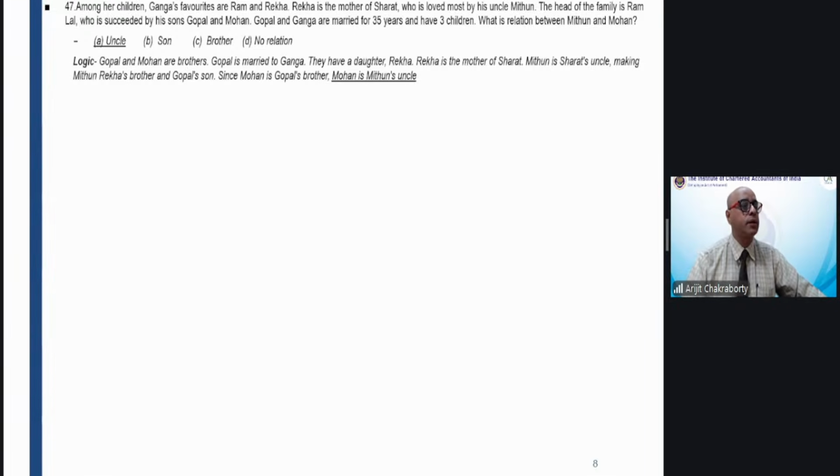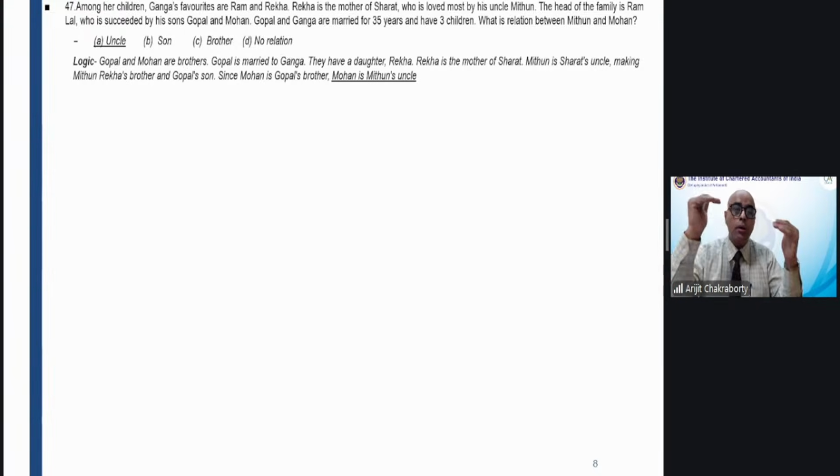Next, the head of the family is Ram Lal, who is succeeded by his sons Gopal and Mohan. This is a complicated, one of the toughest problems as per my perception in this exercise. Multiple generations and different statements are given. The head of the family is Ram Lal. So at the top is Ram Lal. He has two sons, Gopal and Mohan. Fine. Gopal and Ganga are married for 35 years. That means now we see the interrelation. Gopal and Ganga, they are husband and wife. And we have already seen Ganga has two children, Ram and Rekha.